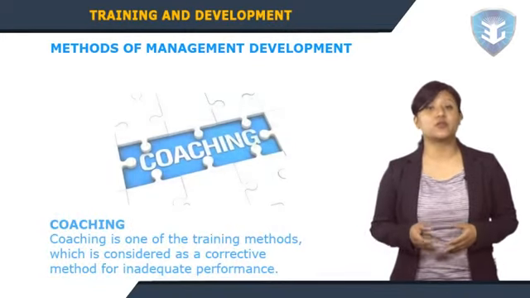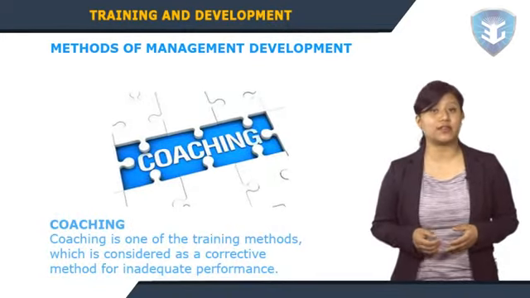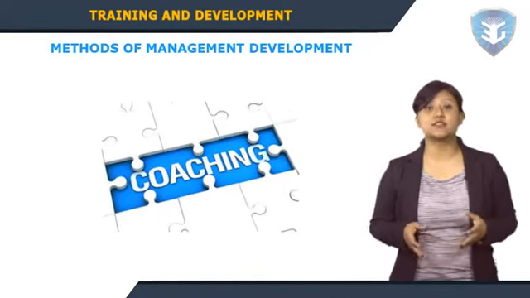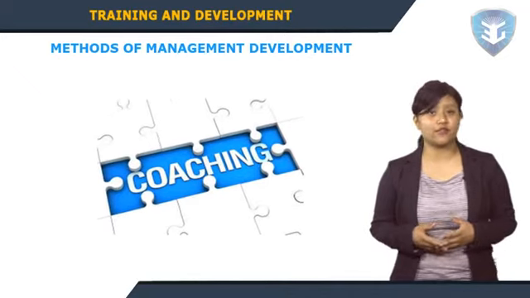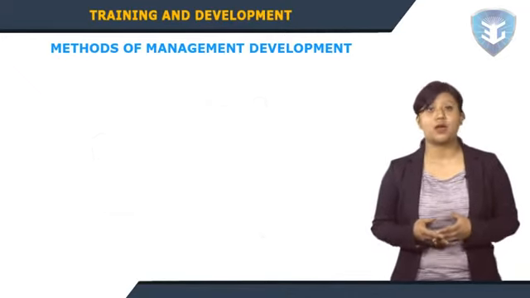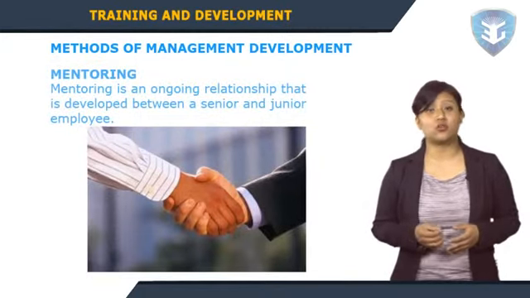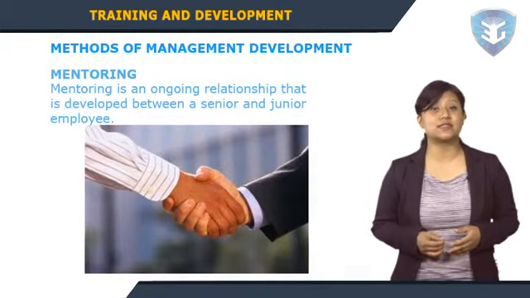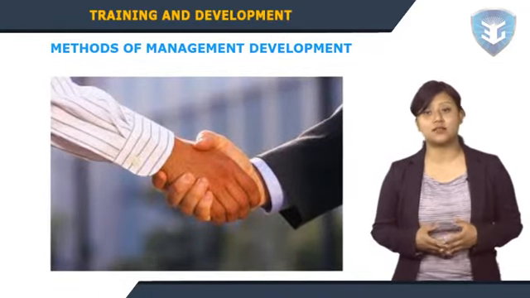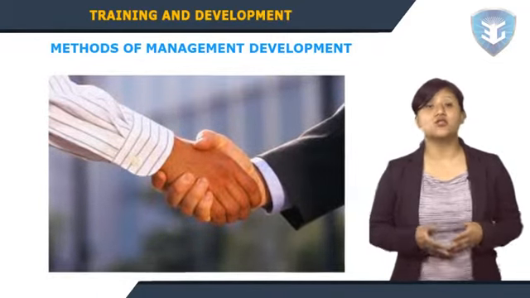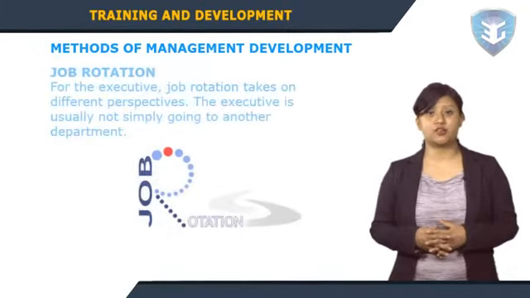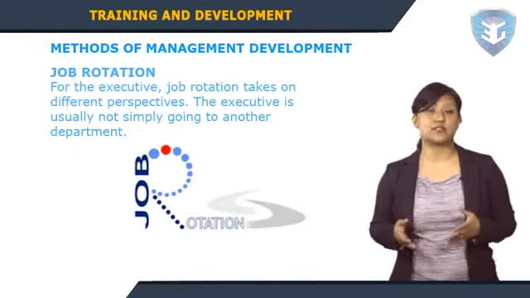Coaching. Coaching is one of the training methods which is considered as a corrective method for inadequate performance. According to a new survey conducted by the International Coach Federation (ICF), more than 4,000 companies are using coaches for their executives. Mentoring. Mentoring is an ongoing relationship that is developed between a senior and a junior employee. Mentoring provides guidance and clear understanding of how the organization goes about achieving its vision and mission to the junior employee.